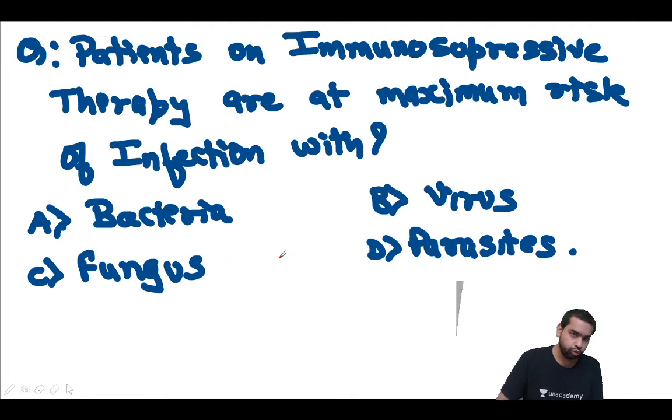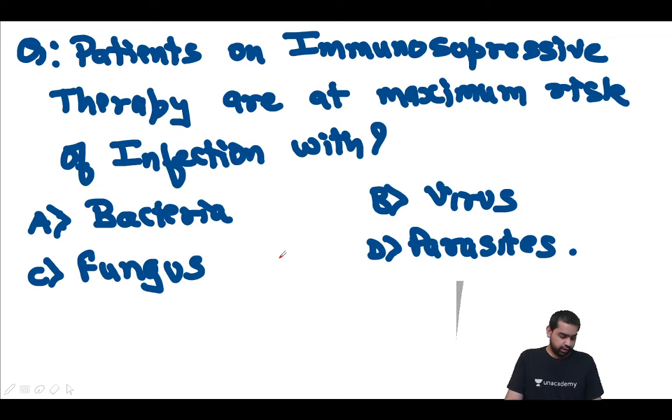Most of you knew this, which is great. Now, patients on immunosuppressive therapy are at maximum risk of infection with which organism? If you put a patient on immunosuppressive therapy, what is the maximum risk? Will they suffer from a bacterial infection, viral infection, fungal infection, or parasitic infection? What do you think is the answer, guys? Ramesh is saying it's B, Hemant is saying it's C. Agarkar is again saying it's viral, that is B. Anybody else, guys? Please put up your answers a bit faster.